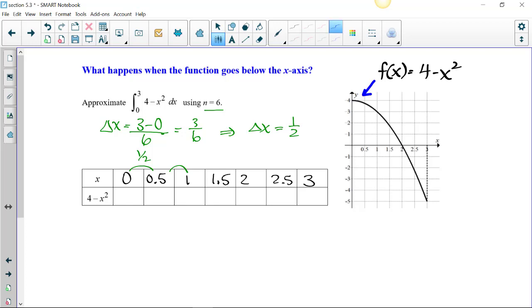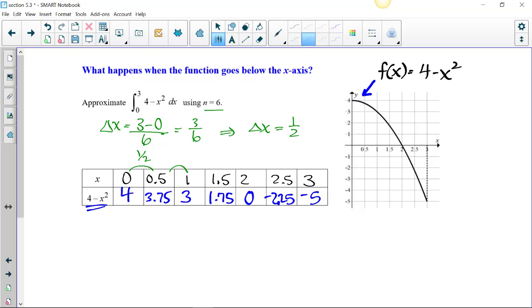So when we substitute those values into our function, if x is 0, we get 4. That one's pretty easy to see. At 1/2, we get 3.75. If I plug in 1, 4 minus 1 is 3. 1.5 gives 1.75. Plug in 2, 4 minus 2 squared is 0. Plug in 2.5, we get negative 2.25, and plug in 3, 4 minus 9 is negative 5.